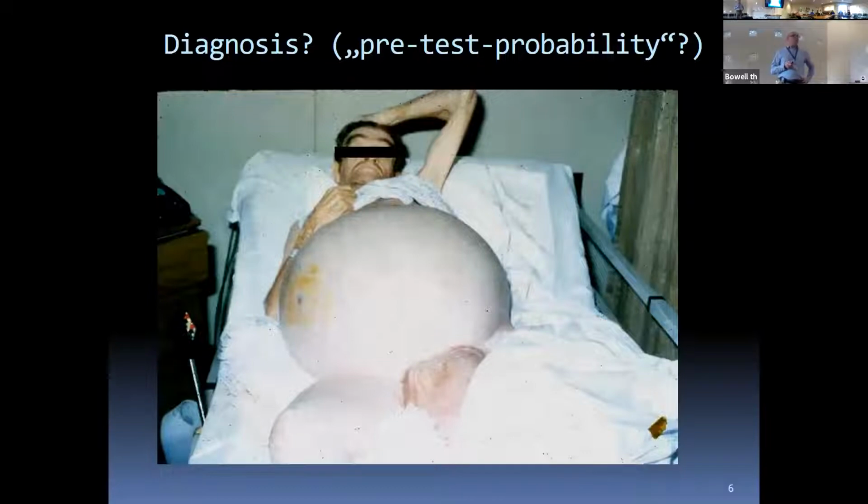So you've all seen this probably when you're in the ICU or something like that, right? Who wants to get an ultrasound? How do you make the diagnosis here?